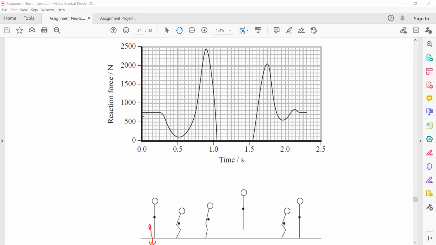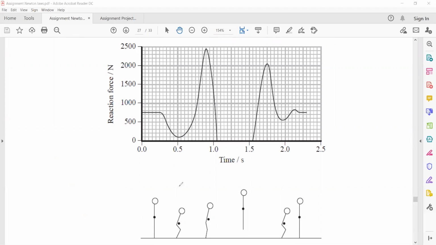At this point, the upward force is about 750. So 750 is the upward force that matches with the weight, or 750 is equal to weight, mass times gravity. Gravity is 9.8, so 750 divided by 9.8, we will get the mass.